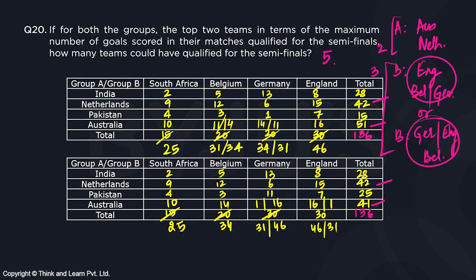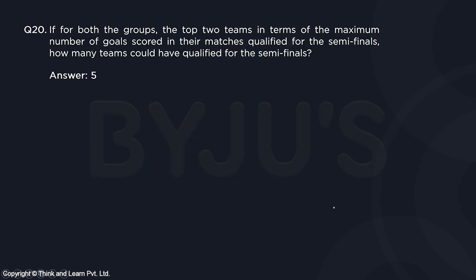Since it's a theta question, we are supposed to type in 5. Saying that if for both the groups, the top 2 teams in terms of the maximum number of goals scored in the matches qualified for the semi-finals, 5 teams can qualify for the semi-finals. So answer is 5.